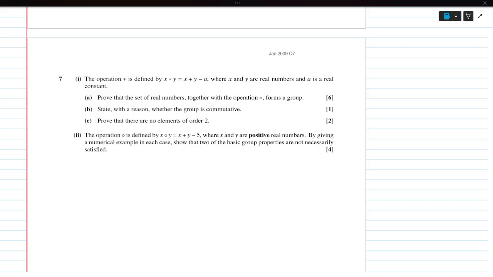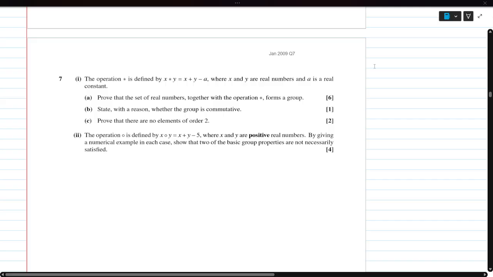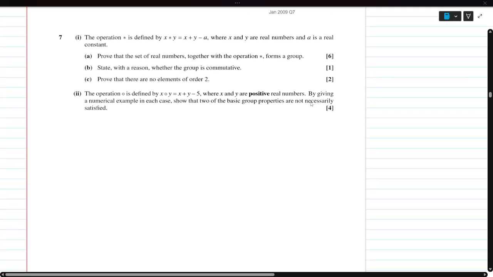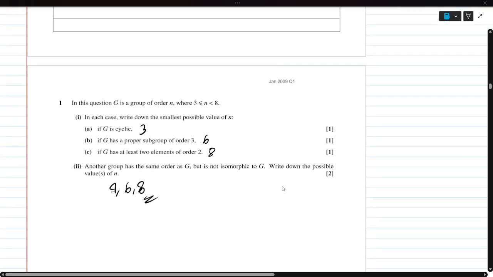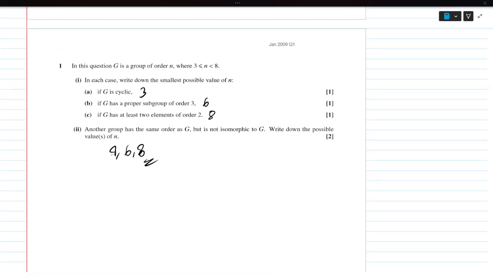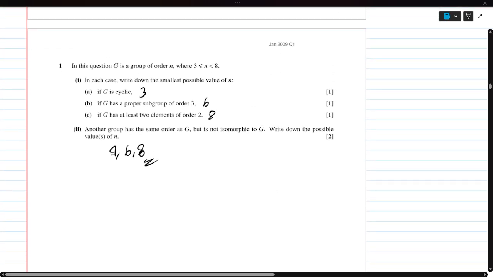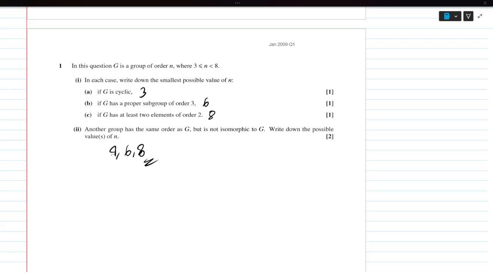Do I continue? Why do I do this to myself? Okay, I can do this. The operation star. Have I checked the marking for the previous one? No, I haven't. I should do that. This is okay. I'm gonna do this quite quickly.